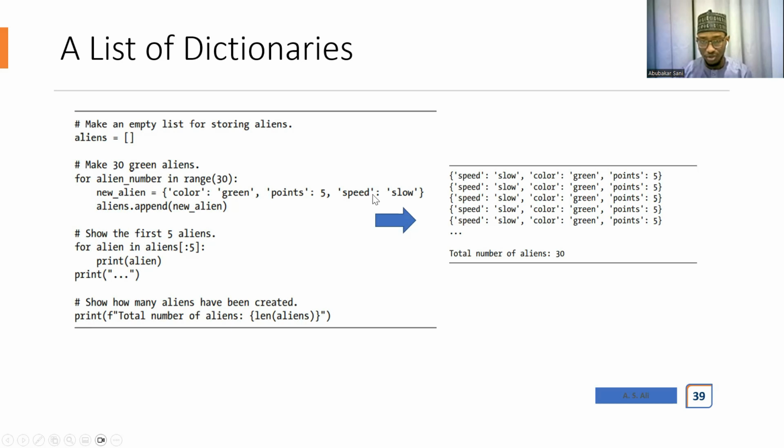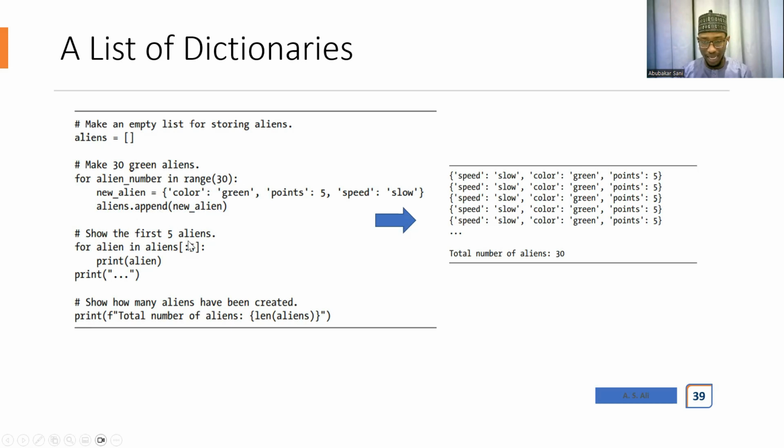Okay. So what do I do? I will have aliens, which is an empty list. Then I have this for loop, and I will create 30 of those aliens. I will just be appending every new alien into my list, and you will see 30 aliens created for me. Okay, and this is one thing you can do. Now, because aliens is a list, I can use the dot append method to add many aliens.